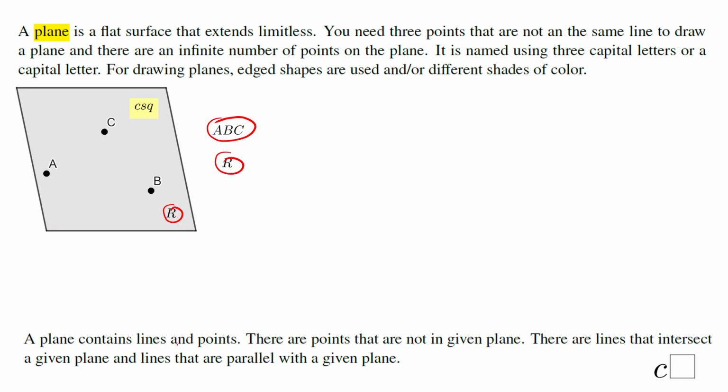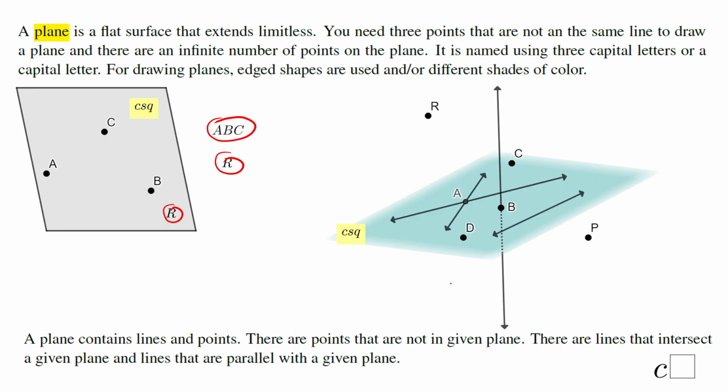As I said here, a plane contains lines and points. There are points that are not in the given plane. Look here. If we take a look at this picture, point R is not on this plane ABD. I'm going to call it ABC. It's fine. Point P is not on the given plane.